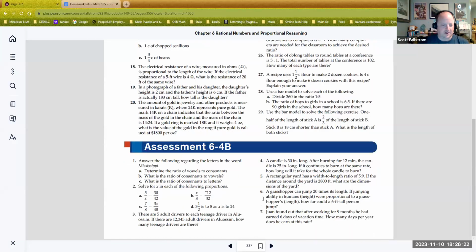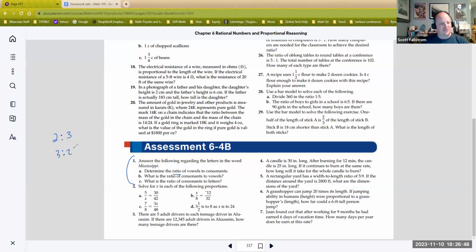So when you look at this, take your time, work through them, but I'm giving you a few that start small. Determine the ratio of vowels to consonants, the ratio of consonants to vowels, and the ratio of consonants to letters. So again, if you had vowels to consonants, if it was 2 for every 3, then if you went the other direction, it would be 3 for every 2. And then consonants to total would be 3 for every 5, because there's 2 of one and 3 of another. That gives you 5 in every group.